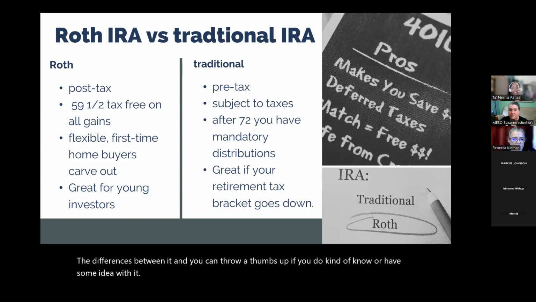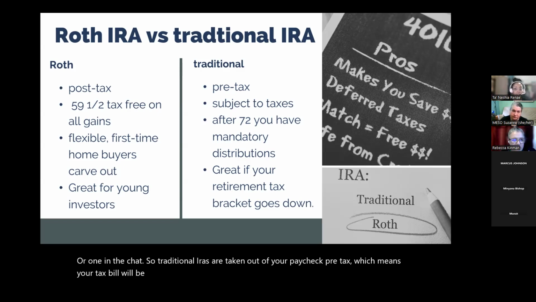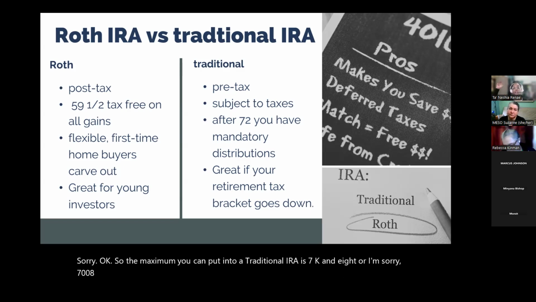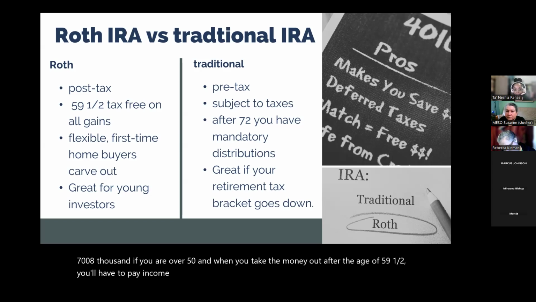So traditional IRAs are taken out of your paycheck pre-tax, which means your tax bill will be lower. So the maximum you can put into a traditional IRA is 7,000, and 8,000 if you're over 50. And when you take the money out after the age of 59 and a half, you'll have to pay income taxes on it.